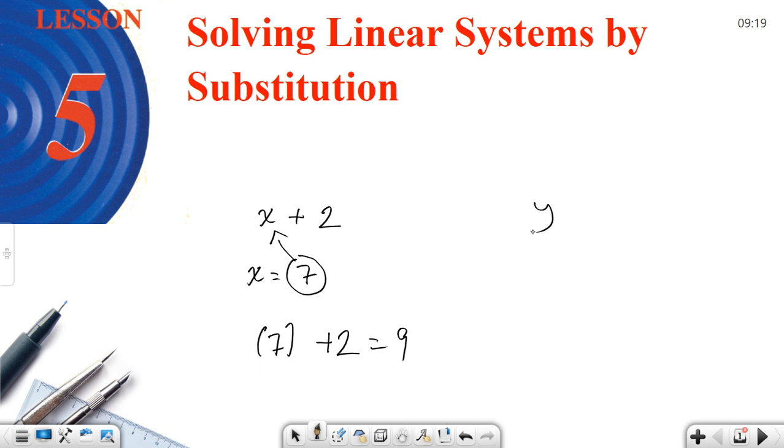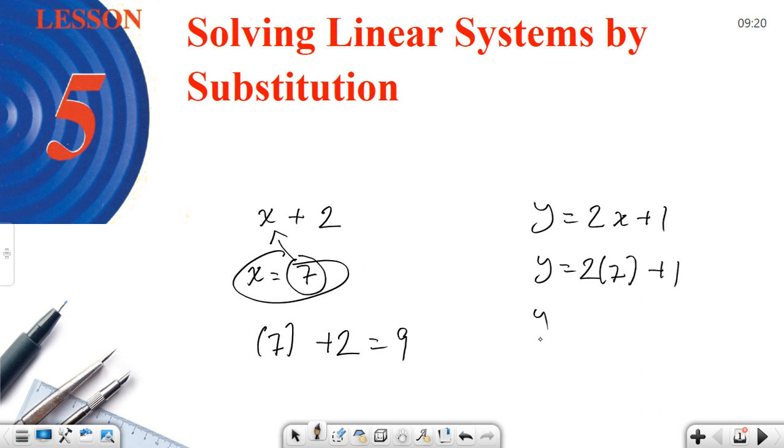9. Or it can be some y equals 2x plus 1. So y equals 2 times, what is the value of x given here? 7. Let's write 7, plus 1. y equals 14 plus 1, and y equals 15. So that's how we write it. Instead of the x, we are writing the given value of the x. So be careful, use parentheses when you substitute a value instead of a variable.